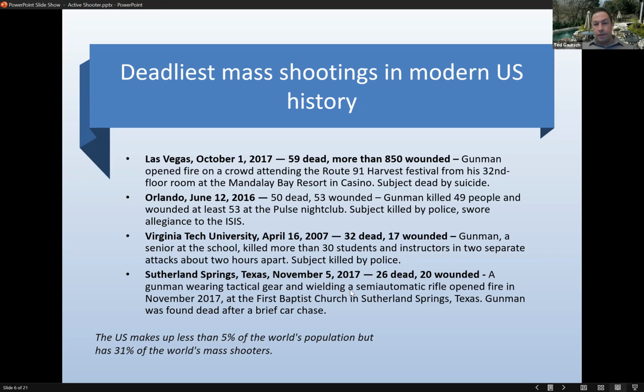Sutherland Springs, Texas, November 5th. Again, another one. He actually had his tactical gear on, semi-automatic rifle, opened fire in a church. And then he ran out of the church, obviously, and was killed in a brief car chase. No motive for that.